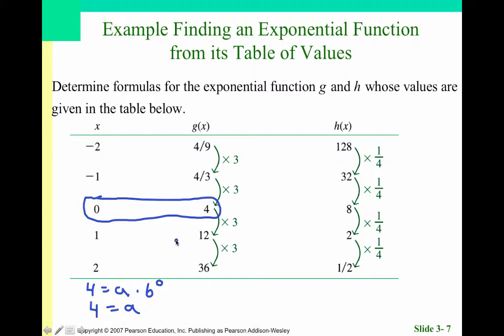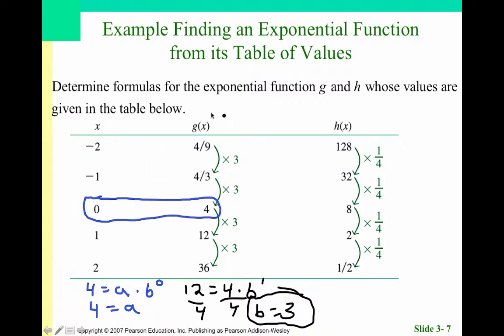So if you understand that when x is 0, that's going to give you your initial value every time, things will go a little bit easier for you. The next thing I'll do is if I'm looking for the other stuff, I can use this 12. So when y is 12, a is 4, and I get times b to the 1. So I divide by 4 and divide by 4, and lo and behold, b is 3. Well, that means b is 3, so my equation is g of x equals 4 times 3 to the x.